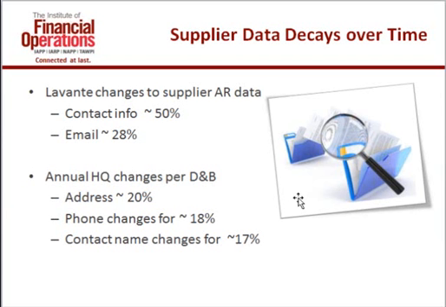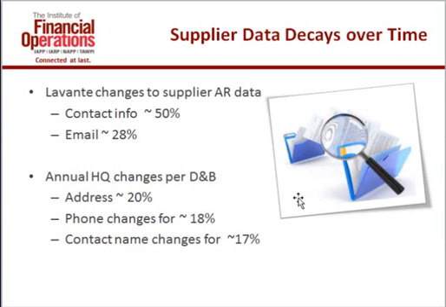I'll start with the second one, where D&B just last year put out some research indicating that 2 out of 10, or 20% of companies, whether they're clients, enterprises, suppliers, whatever, are changing some significant part of their HQ data on an annual basis. That could be an address, a parent company, a TIN number, or a main line. But 20% are changing, which is really a lot of turnover.